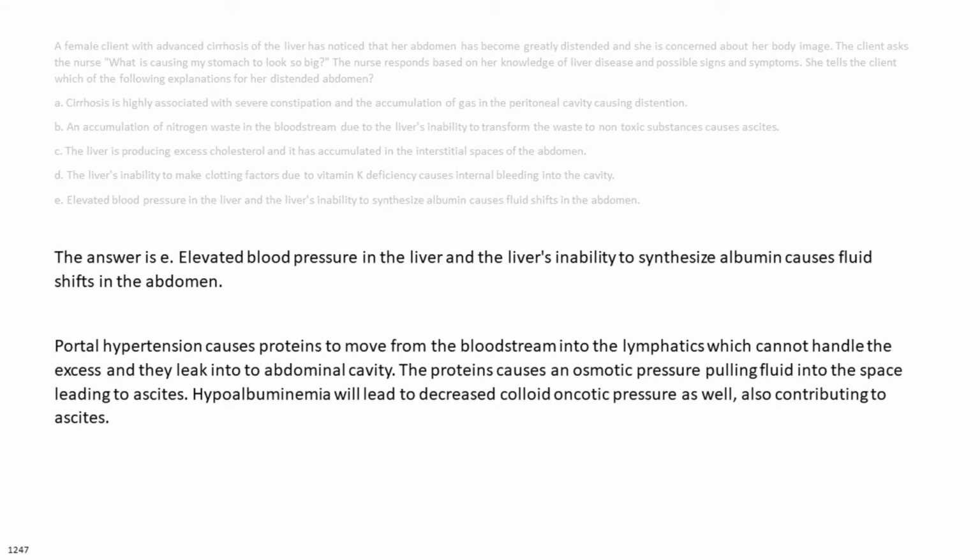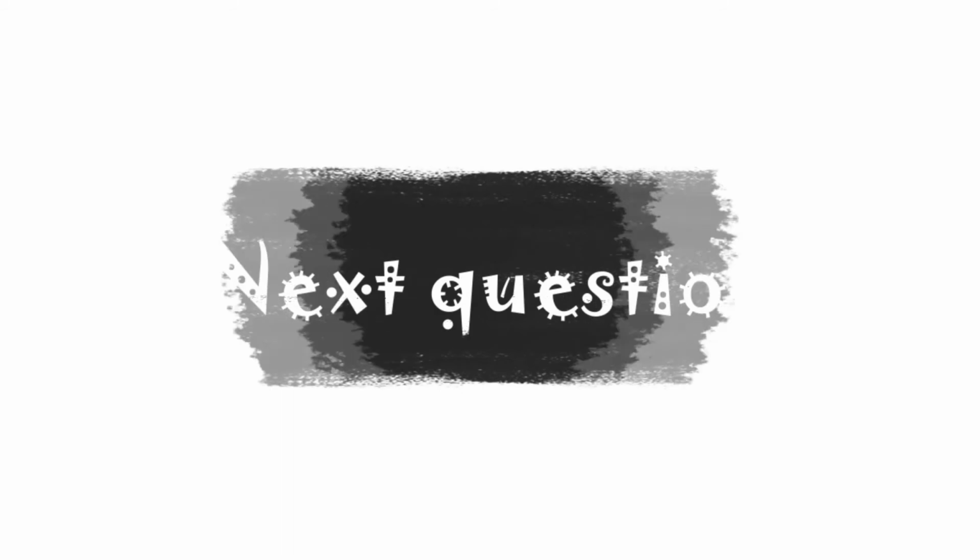The answer is E. Elevated blood pressure in the liver and the liver's inability to synthesize albumin causes fluid shifts in the abdomen. Portal hypertension causes proteins to move from the bloodstream into the lymphatics, which cannot handle the excess, and they leak into the abdominal cavity. The proteins cause an osmotic pressure pulling fluid into the space, leading to ascites. Hypoalbuminemia will lead to decreased colloid oncotic pressure as well, also contributing to ascites.